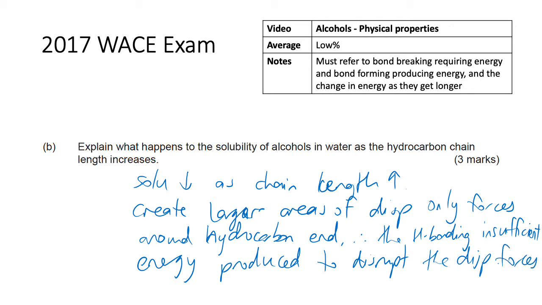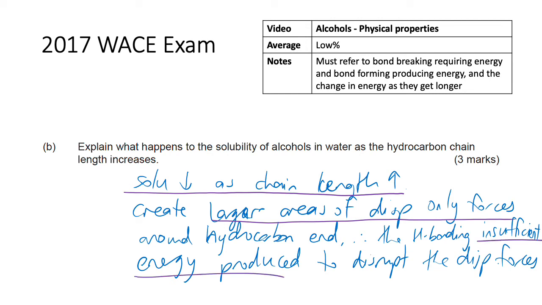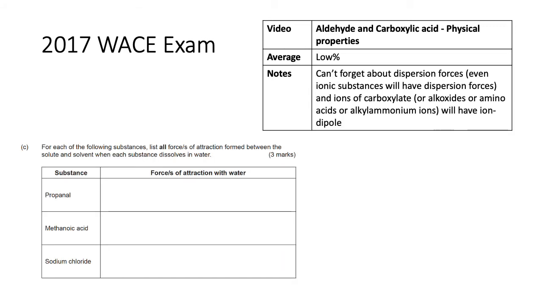Okay, that's the idea. Have a look at the alcohols' physical properties. The idea is that you're going to have a larger area of dispersion forces around the non-alcohol end. Make sure that you state the relationship, and therefore it's insufficient energy produced. So it's always about the energy produced by the solute-solvent bonds being formed and whether they are sufficient or not, and make sure that you are answering the question by giving the relationship and then maybe explaining why. All right, let's move on.